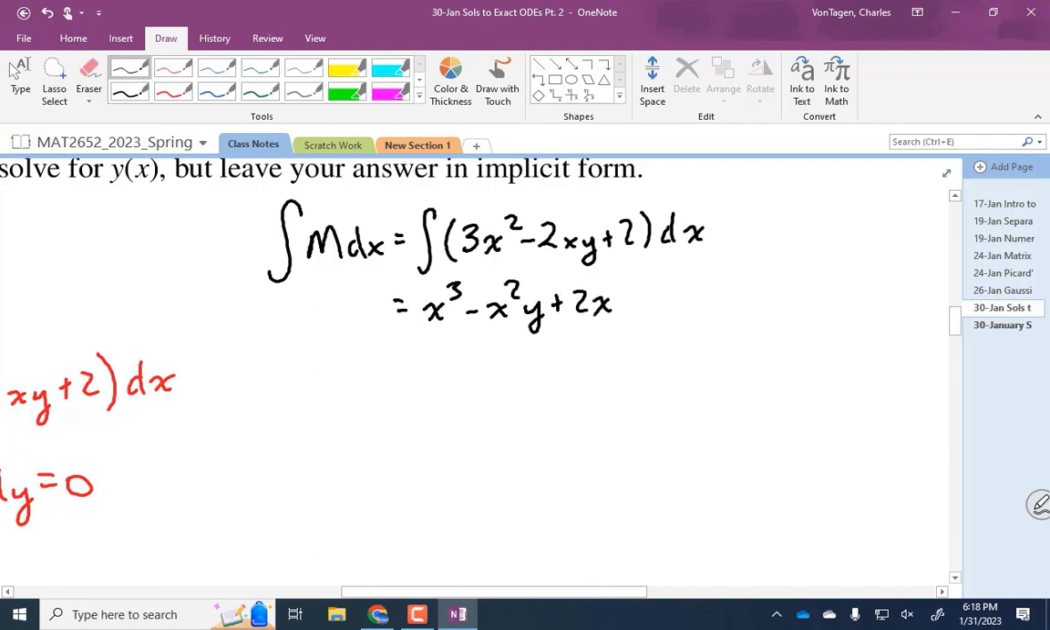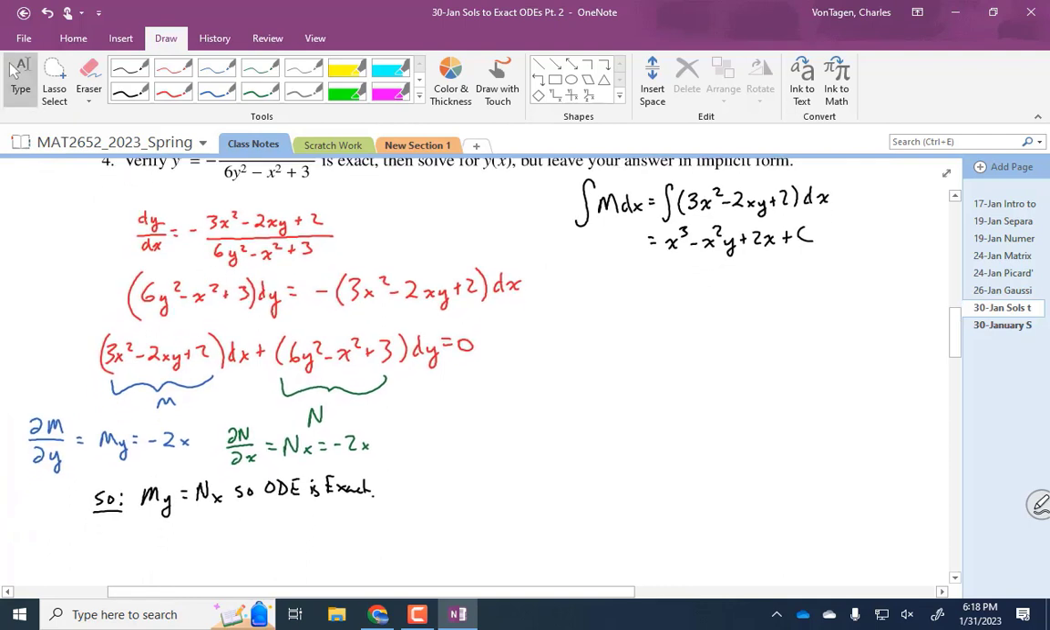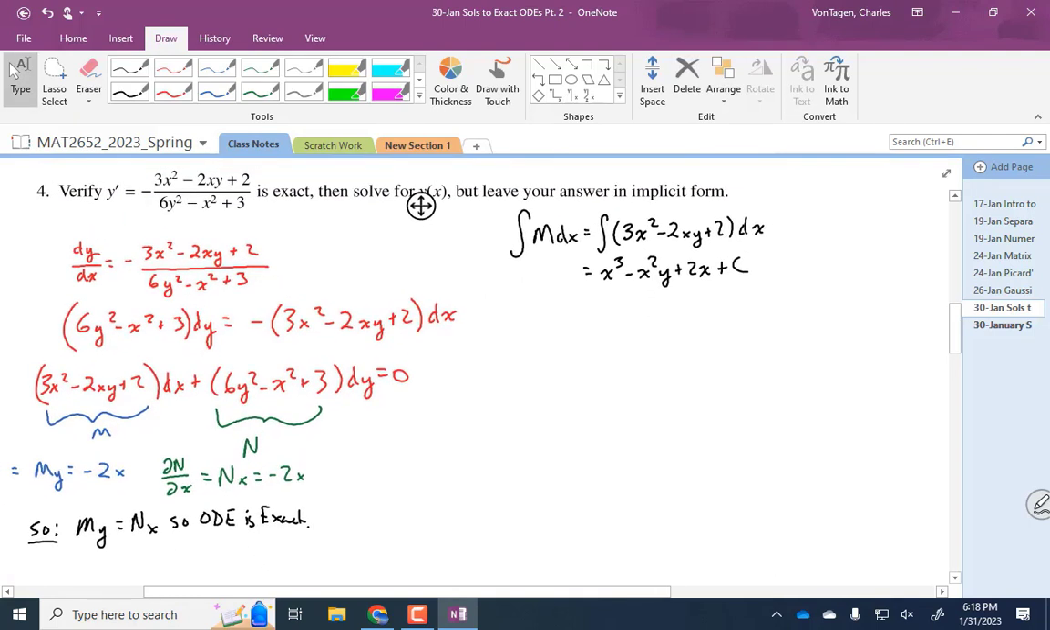And then what did we always write in Calc 1 when we took the antiderivative? We put plus c. I want to make sure we're using the right equation. Didn't we label that as? Yeah. So my m was the 3x squared minus 2xy plus 2. So I think we're okay. I have it reversed on my notes. That was my bad. That's okay. It doesn't matter.